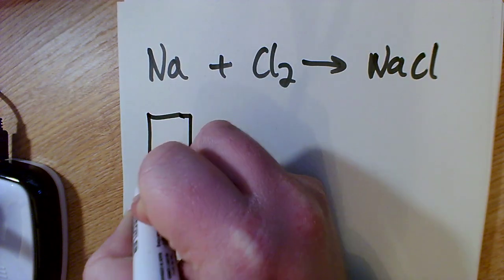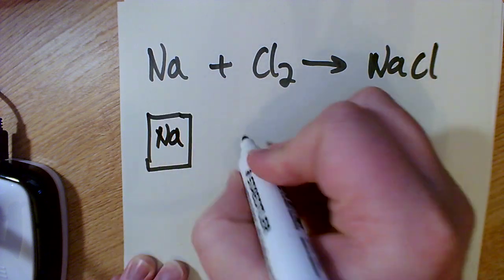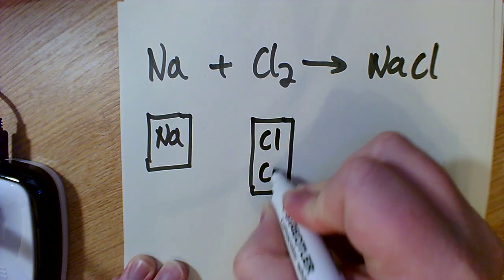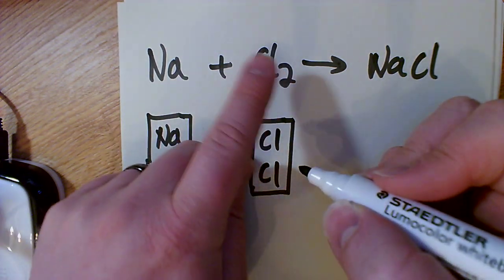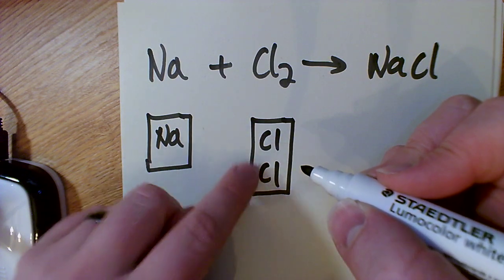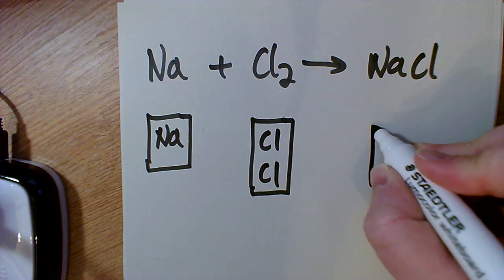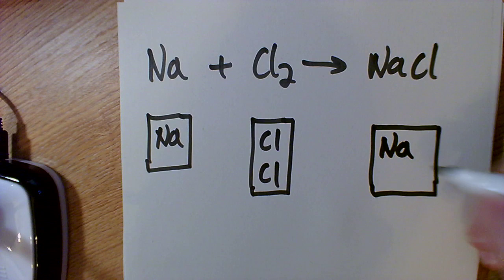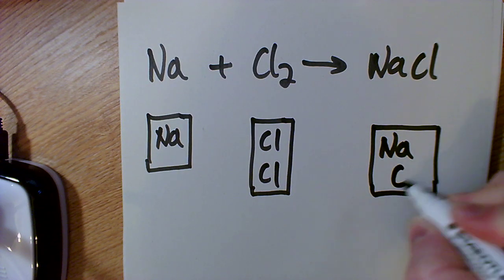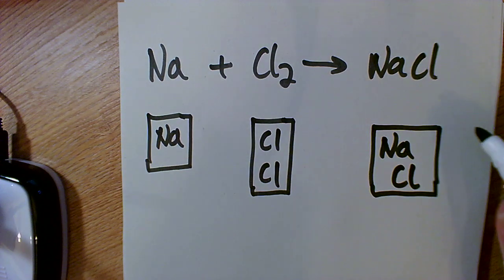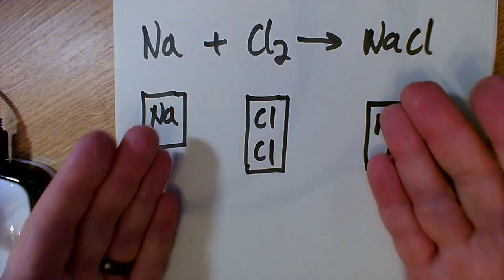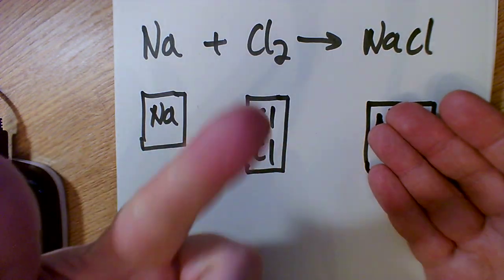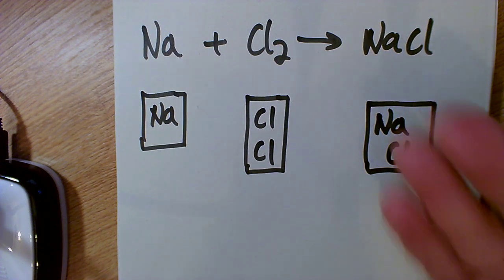Place each whole reactant into its own separate box. So I've got one sodium atom, I've got two chlorine atoms, and then you want to do the same for the products on the right. Place all of your products into separate boxes. And the way this method works is that you're only allowed to add whole boxes. You're not allowed to add half a box, a quarter of a box. You're only allowed to add whole boxes.